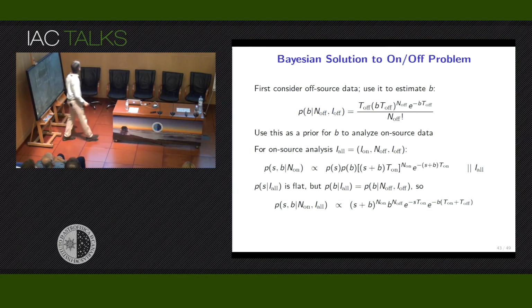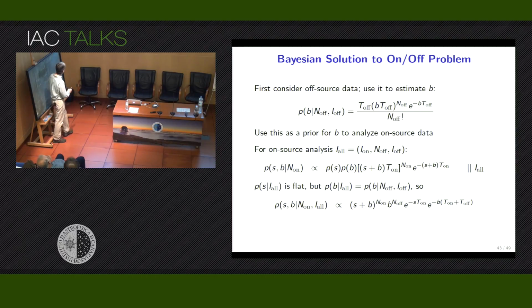So how do we do this? We'll first look off source, and we'll try to estimate B. And you know what that is. It's just that gamma distribution posterior that we had before. Now it's in terms of B instead of R, with N off and T off over here. And we're going to use this as a prior to analyze the on-source data.